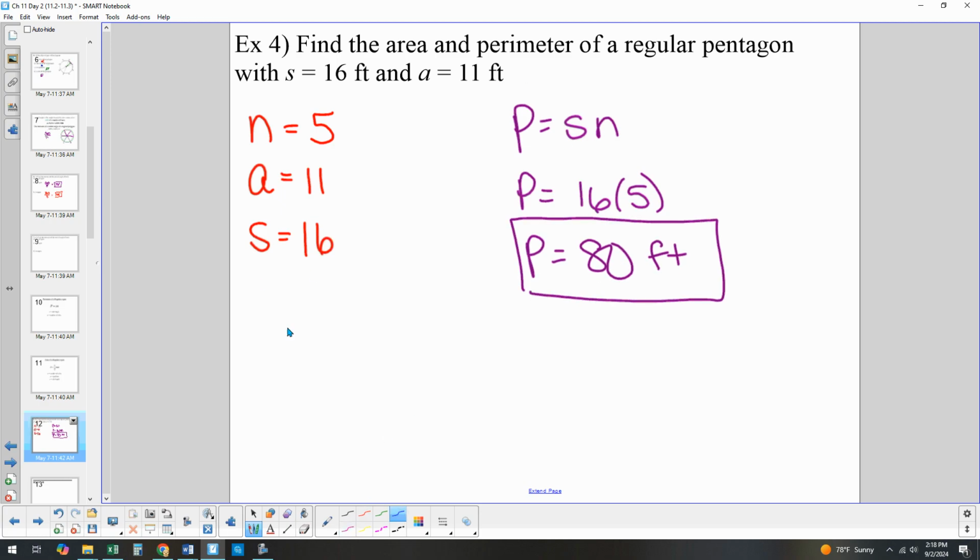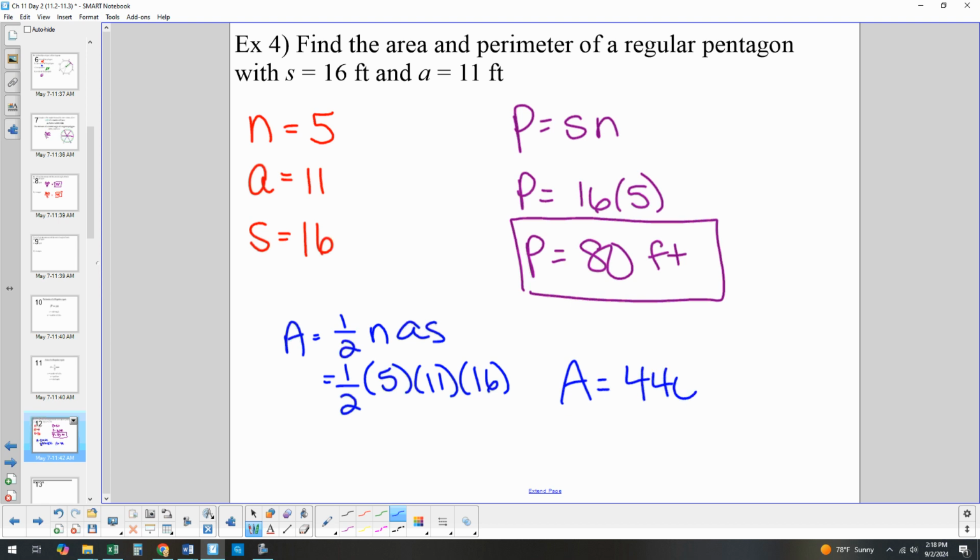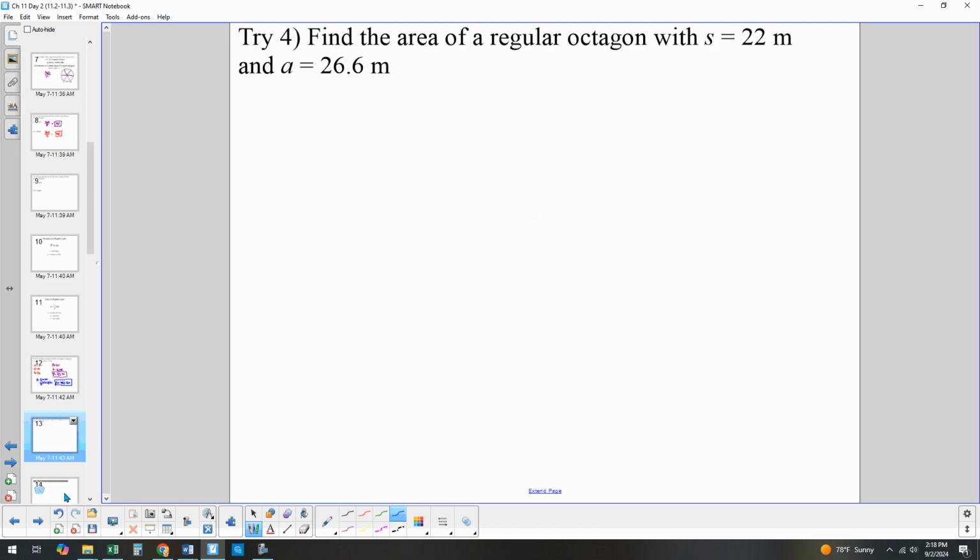The area is 1/2 nas. So that's going to be 1/2 times our whole list, 5 times 11 times 16. So on our calculator, we're going to multiply all those, and we get an area of 440 feet squared. So here's one for you to try. Just the area. You can pause if you'd like. Answers are posted online.